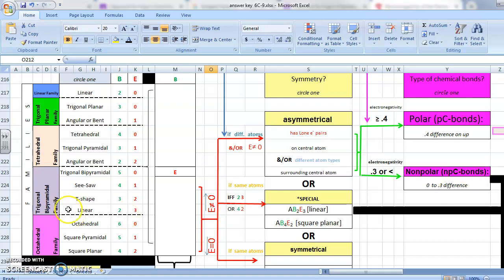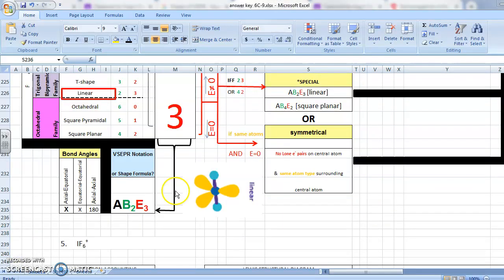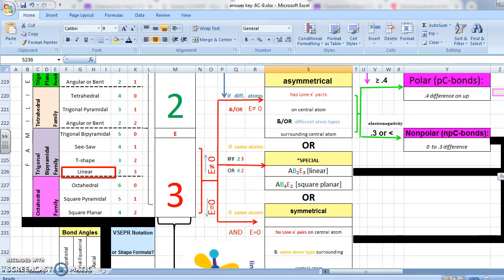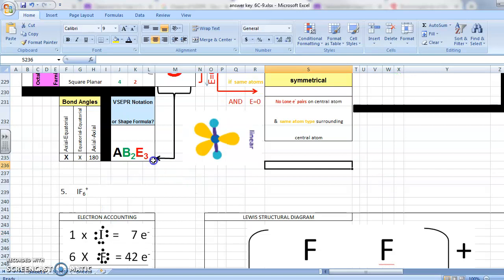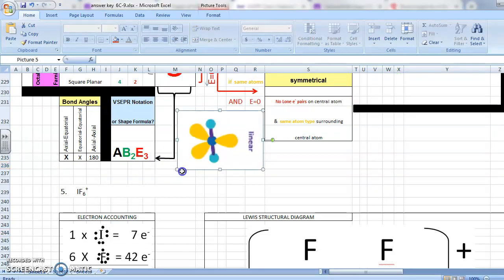The trigonal or trigonal bipyramidal family has 1, 2, 3, 4 different shapes that it could be. This molecule has 2 bonded atoms, 3 lone pairs on it. It's a 2-3. That makes it a linear molecule. So with this being a 2 bond for its B and 3 for its E, we can finish the shape formula. Here's a little schematic of what this molecule kind of looks like.